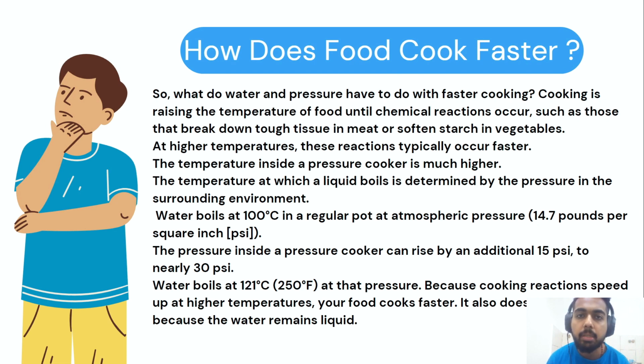For example, water boils in a regular pot at atmospheric pressure at 100 degrees Celsius. The pressure inside the pressure cooker can raise this by an additional 15 to 30 degrees Celsius. So water boils at 121 degrees Celsius at that pressure. Because cooking reactions speed up at higher temperatures, your food cooks faster and also does not dry out because the water remains liquid.